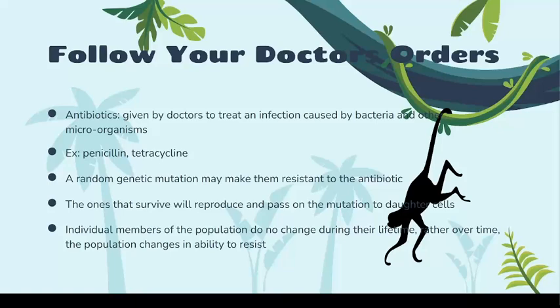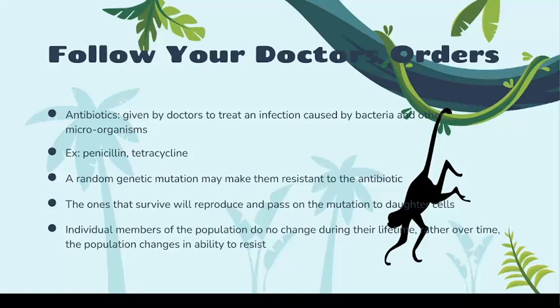Some of them will actually become resistant to the antibiotics. That's why when you take a lot of a certain medicine and grow older, you realize, hey, why does this not work anymore? So the ones that survive will reproduce and pass on the mutation to their daughter cells.